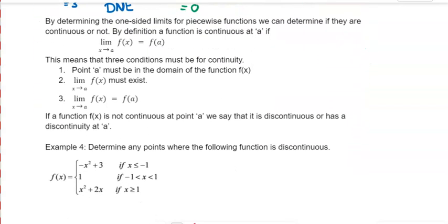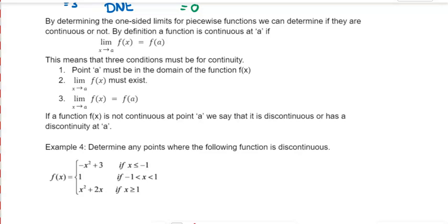So by determining the one-sided limits for piecewise functions, that's how we can determine if the function is continuous or not. Okay, so by definition, a function is continuous at a if the limit as x approaches a of f of x is f of a. So there must be 3 things that must be true. So first off, point a has to be in the domain of the function. So if it's asking for a limit of a value that is outside of the domain, it's automatically not continuous.